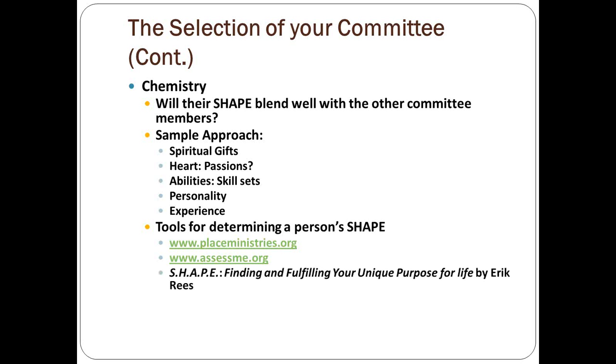A written one, a book, is Shape: Finding and Fulfilling Your Unique Purpose for Life by Erik Rees. He's out of Rick Warren's church and did, I believe, his staff, and he took basically what Rick deals about in the Purpose Driven Church and the Purpose Driven Life, and he takes and puts that into place to help us as leaders vet and determine, evaluate who is best suited to serve together for a particular task. You can use StrengthsFinder by Tom Rath.